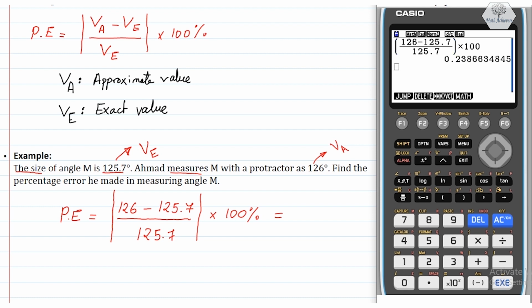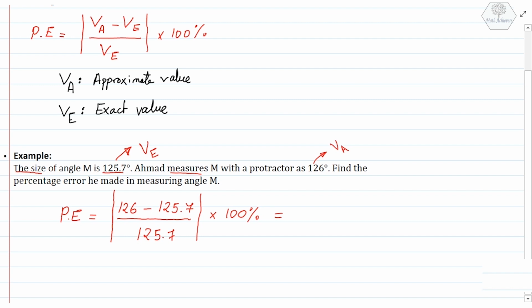And my percentage error would be 0.239, correct to 3 significant figures. So it is 0.239%. This value is correct to 3 significant figures.